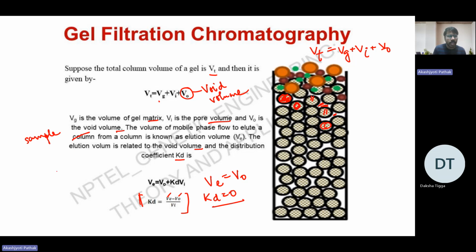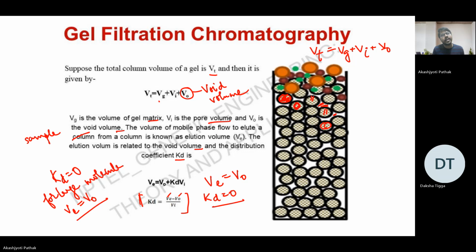So why is KD equal to 0 for large molecules? Because for large molecules, your elution volume becomes equal to your void volume. It is not entering inside the pore, so the void volume is enough to elute the protein. That is why VE becomes equal to VO and KD becomes equal to 0. So KD equals 0 for large proteins and KD equals 1 for small size proteins.